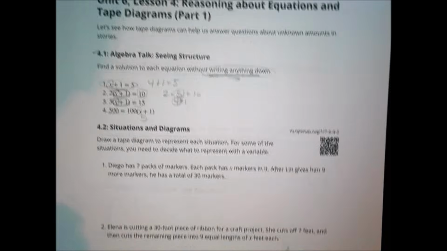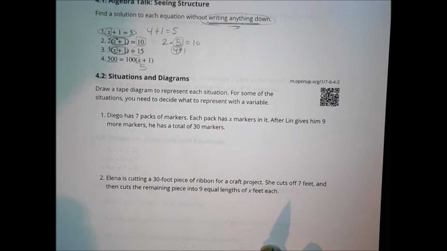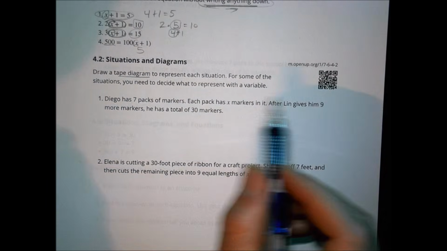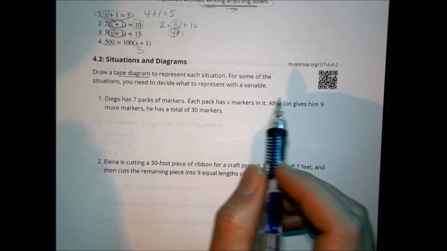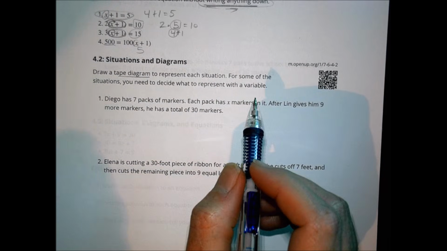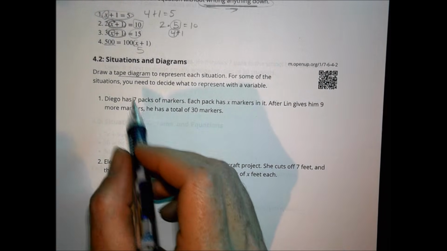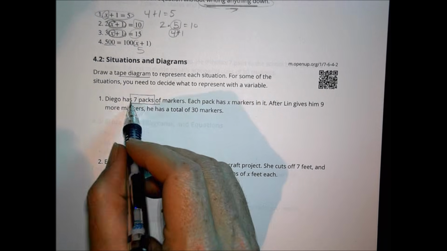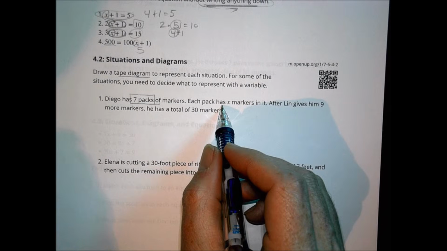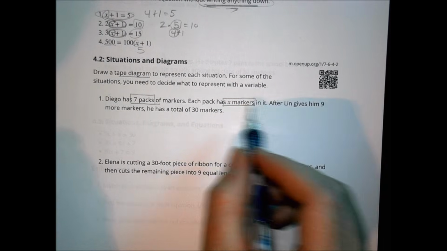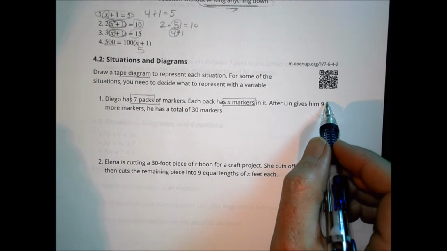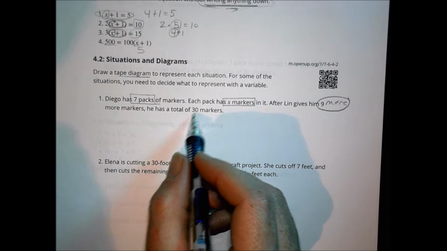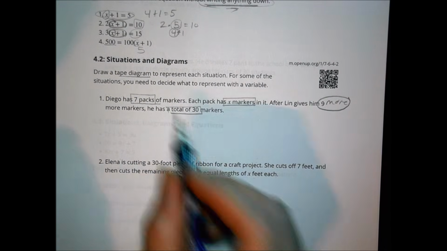All right, let's look at section 2. Section 2 is called Situations and Diagrams, and it wants us to draw a tape diagram to represent each situation. For some of the situations, you need to decide what to represent with a variable. All right, so let's look at the first one. It says that Diego has 7 packs of markers. So we know we have 7 packs of markers, and that each pack has x markers in it. After Lynn gives him 9 more, so I'm going to just write the word more here since I can't circle it, 9 more, he has a total of 30 markers.